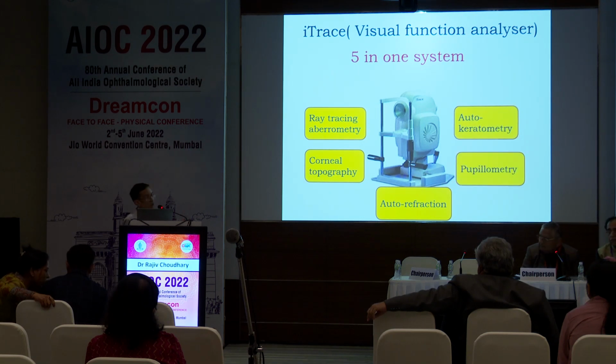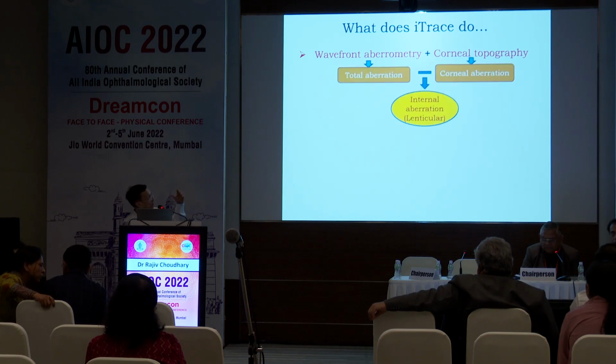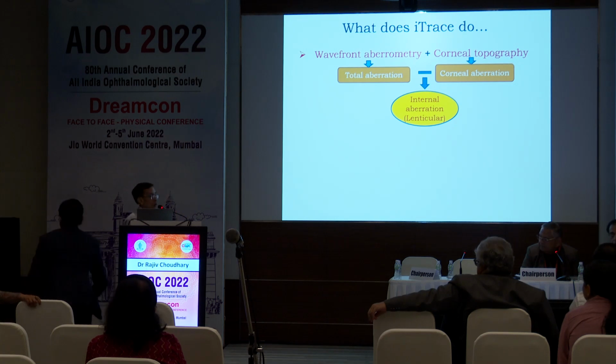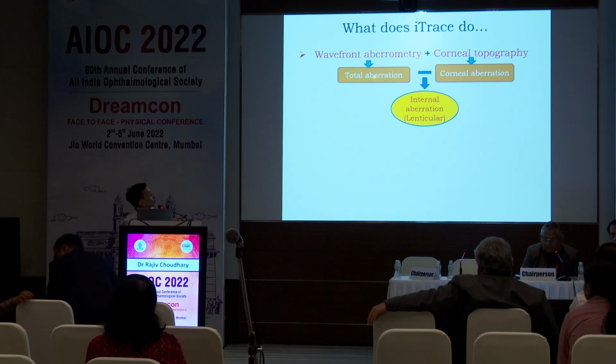So it's 5-in-1. And what does eye trace do basically? It gives the aberration and the corneal topography. So basically it gives the total aberration and the corneal aberration. So we just subtract the corneal from the total aberration, and you can get the internal aberration.